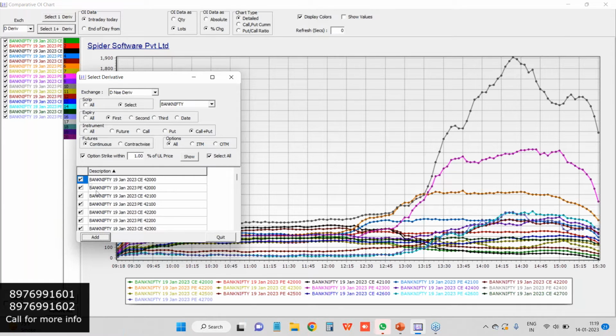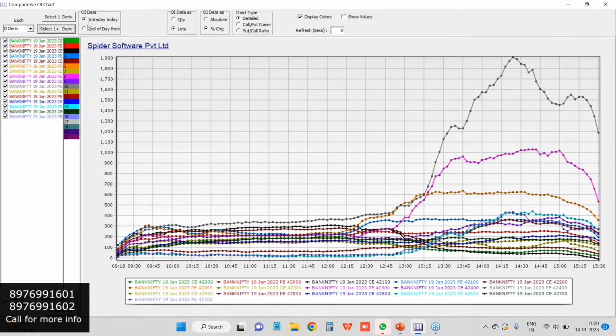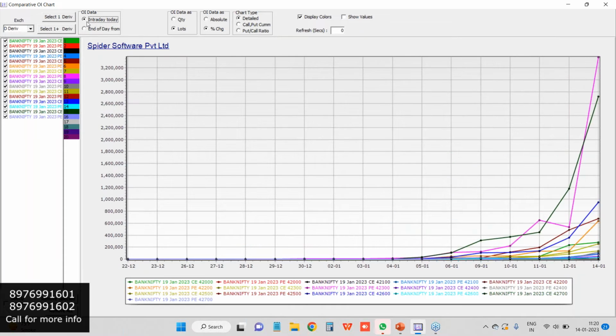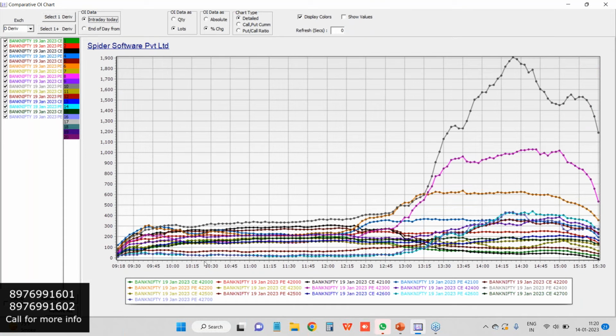Then you have to select all, so all the strike prices will be selected. Then you have to click on add. So it will be shown over here, all the strike prices which are near 1% of the current spot price. So this data will appear in front of you. And after that, you have to click on intraday today. So the intraday data, the intraday momentum of all the strike prices, you can see over here.